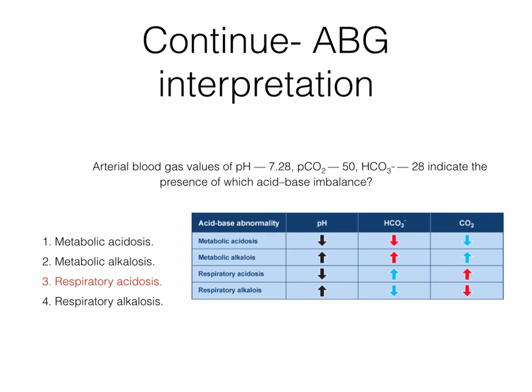Here, pH is 7.28, so it's low, carbon dioxide is 50, and bicarbonate is high. So according to all this, if you look at the table, it's a respiratory acidosis condition, because according to respiratory acidosis, pH should be low, carbon dioxide should be high, and bicarbonate should be high too. So this satisfies our condition of respiratory acidosis, the numbers. So the third one is the answer. Let's go to the next slide.